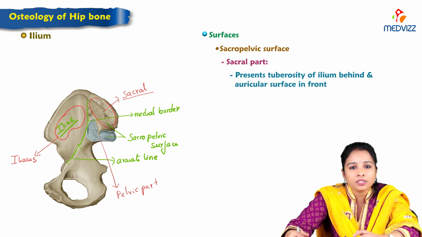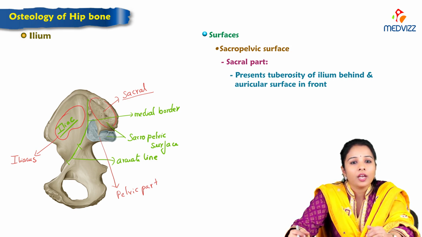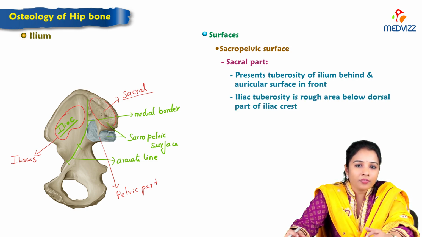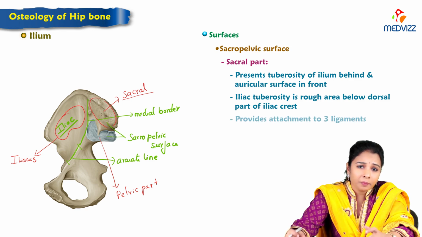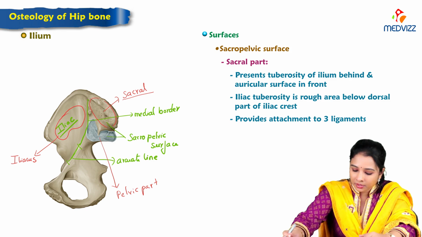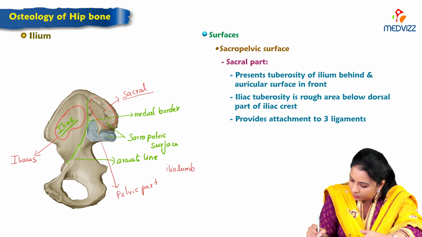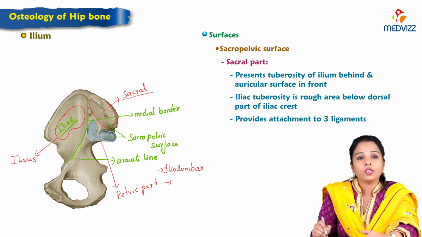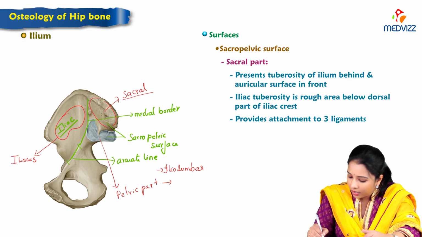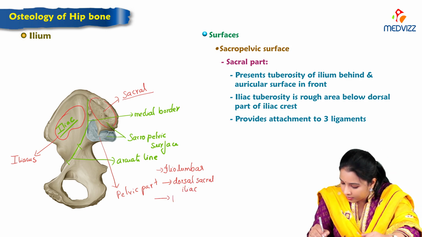The sacral part presents a tuberosity of the ilium, which is behind the auricular surface. This iliac tuberosity is a rough area below the dorsal part of the iliac crest, and it provides attachment to 3 ligaments. The structures attached here I am listing: iliolumbar ligament, dorsal sacroiliac ligament, then interosseous sacroiliac ligament.